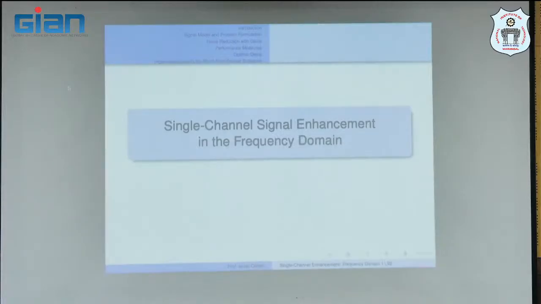Okay. So today we will continue with single channel signal enhancement, but instead of the time domain, in the frequency domain. Yesterday we talked about motivation, why we need to work in the frequency domain, and what the advantages are. There are advantages to working in the time domain, and there are also advantages to working in the frequency domain. It depends on computational complexity, the length of the filter, and the problem in the environment.